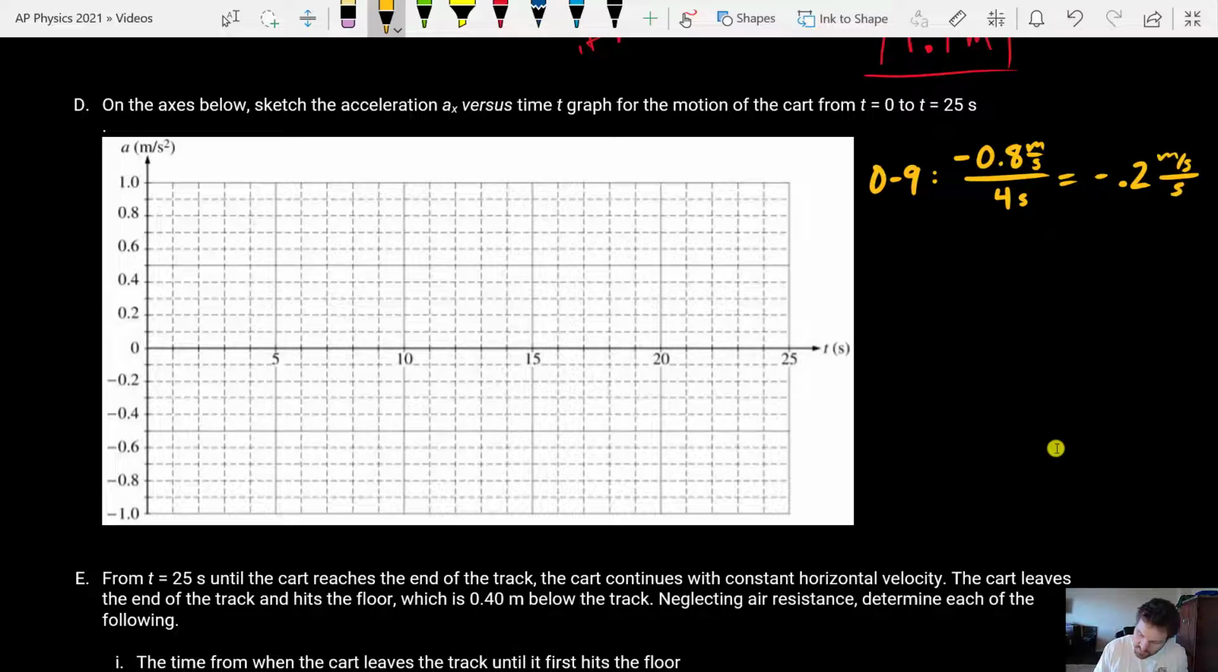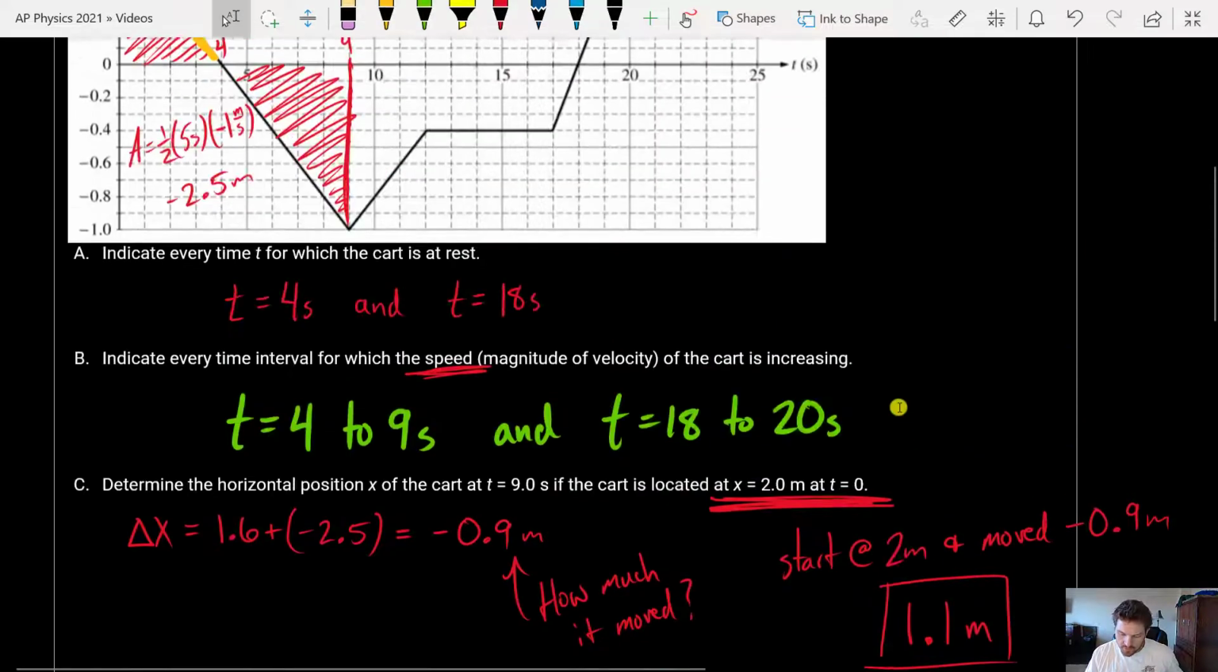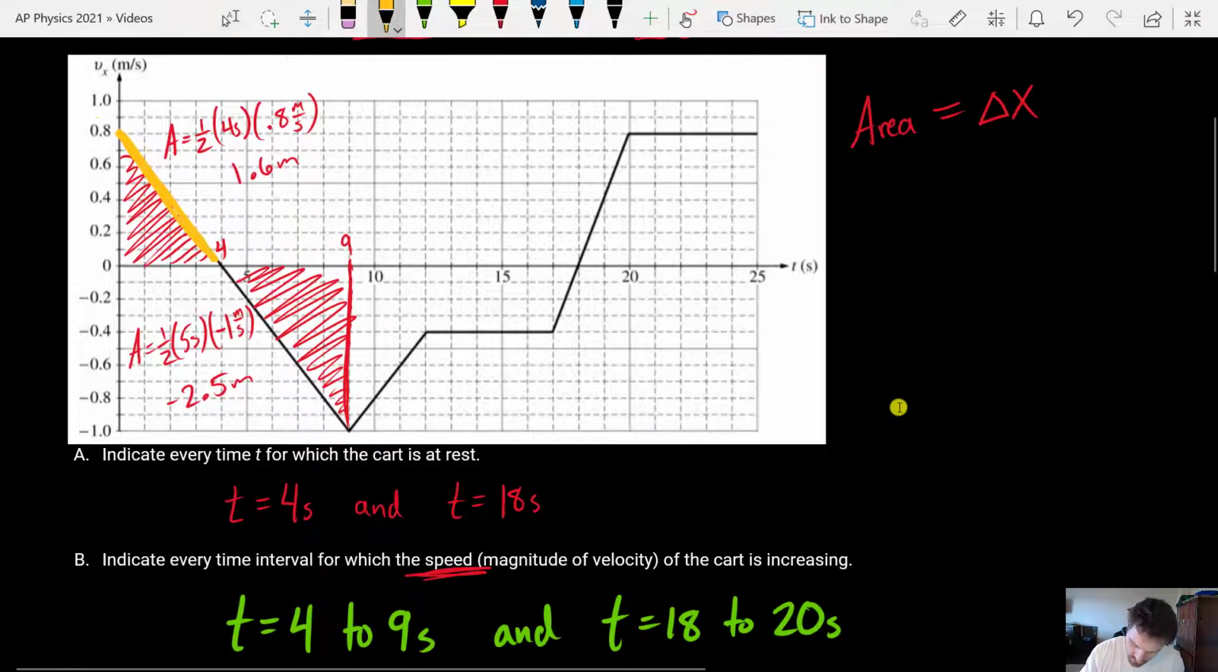So what I would have is that, remember, that's that whole from 0 to 9 seconds. So from 0 to 9, I would draw my flat constant acceleration value right there at negative 0.2. All right. Then I take a look, and my next line segment I need to find the slope of is right there.